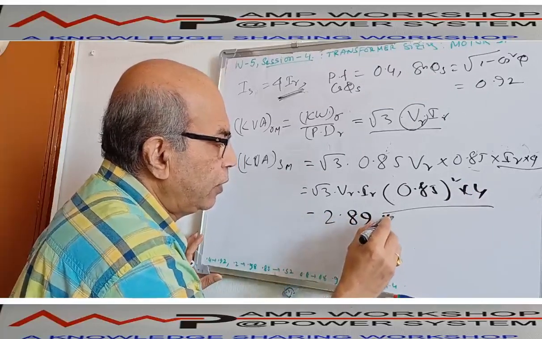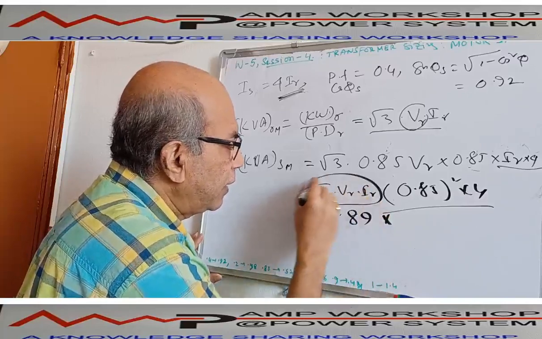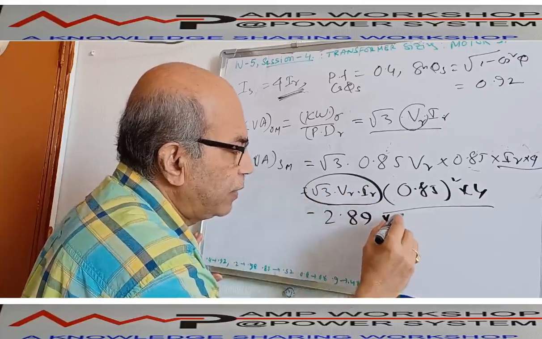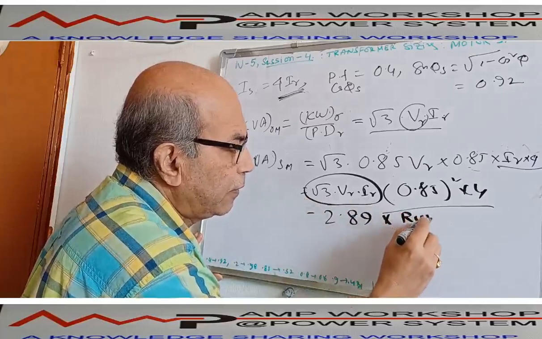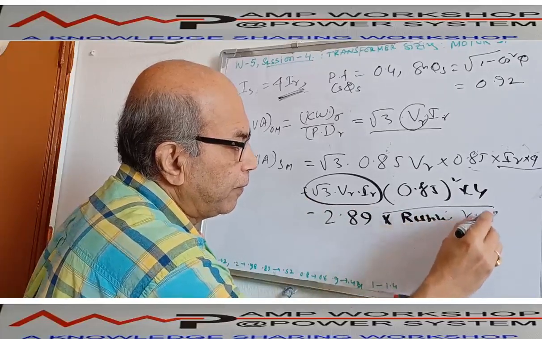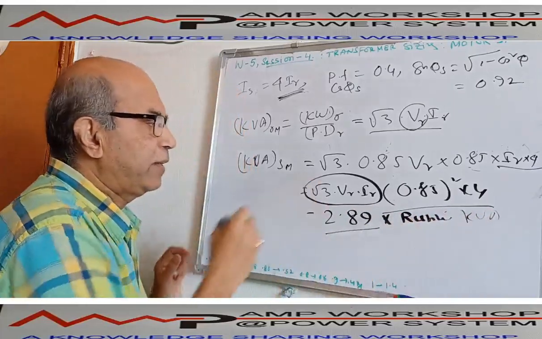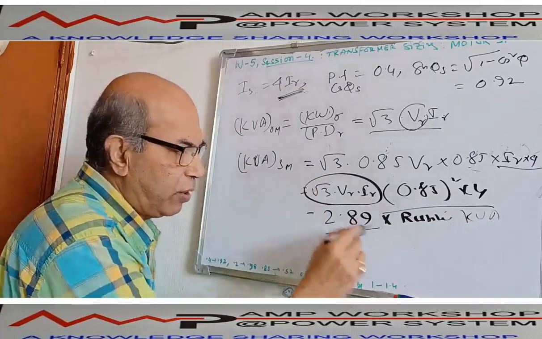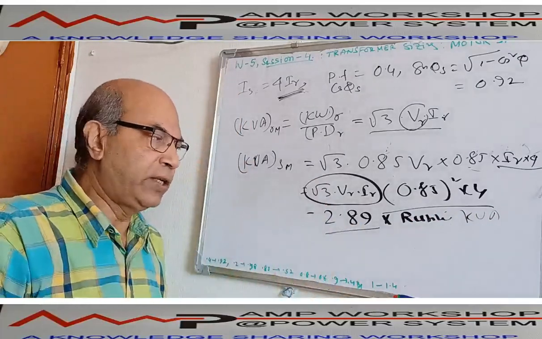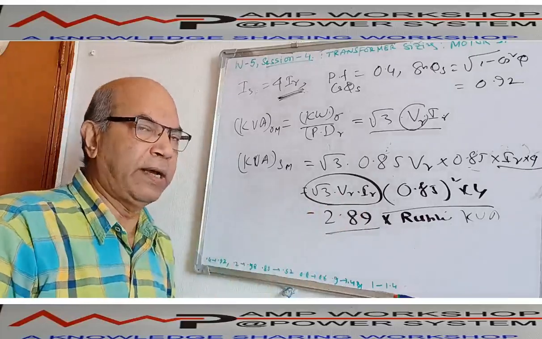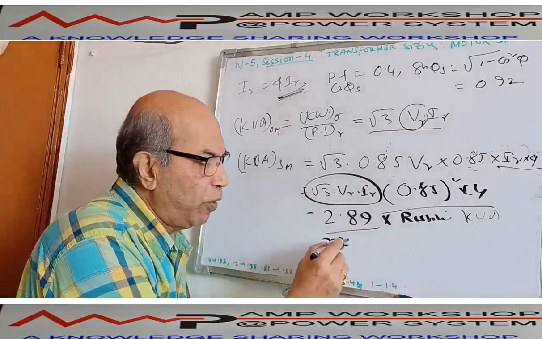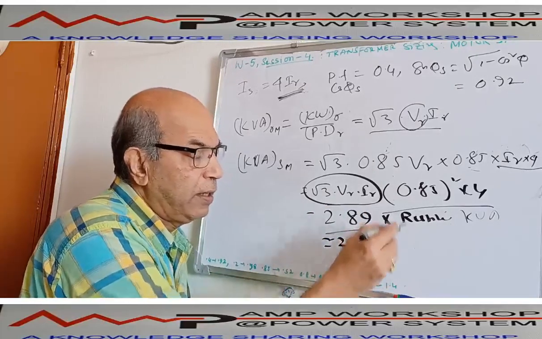2.89 into, this is a rated KVA. So running KVA, this is equal to running KVA. So you see, during starting of the motor, it is drawing 2.89 times running KVA.